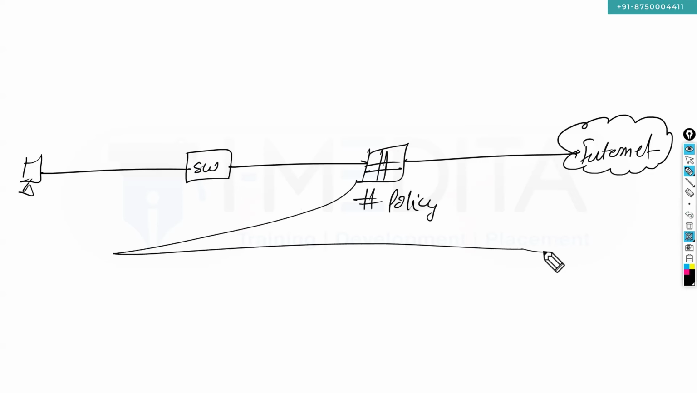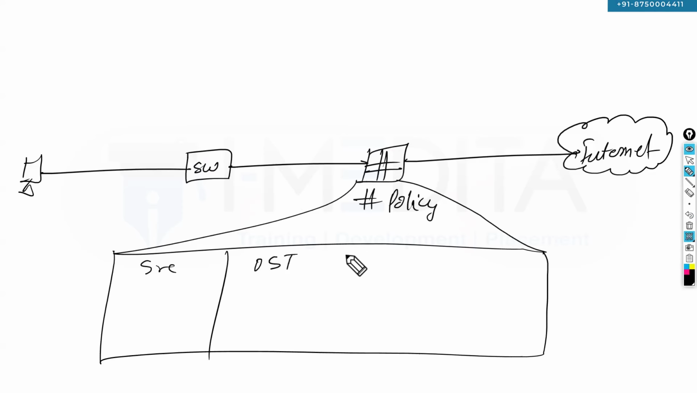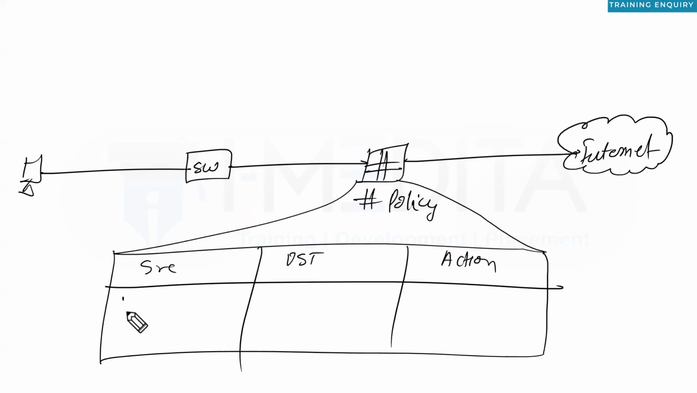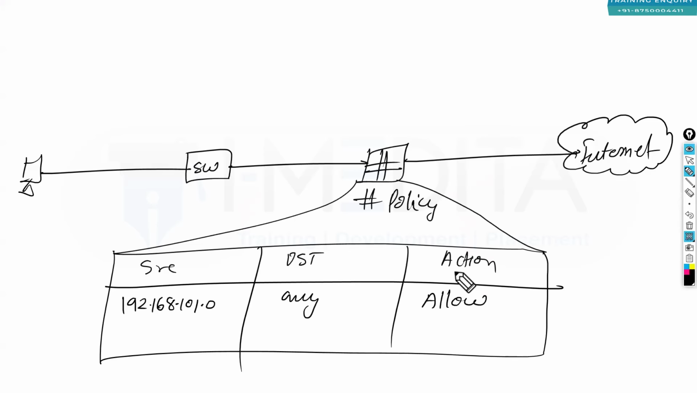The policy structure will be like this: source, destination, and action. Like 192.168.101.0, this is the network. Destination, if it wants to go anywhere, then what we will do? Allow.